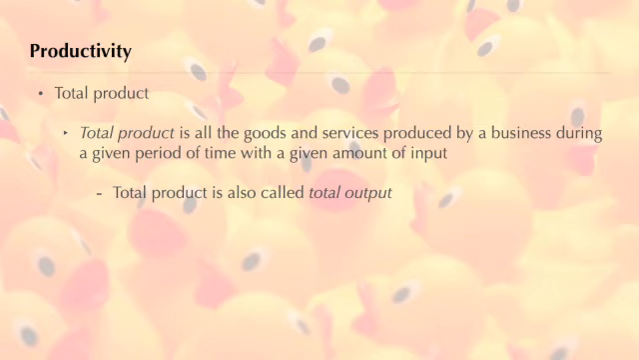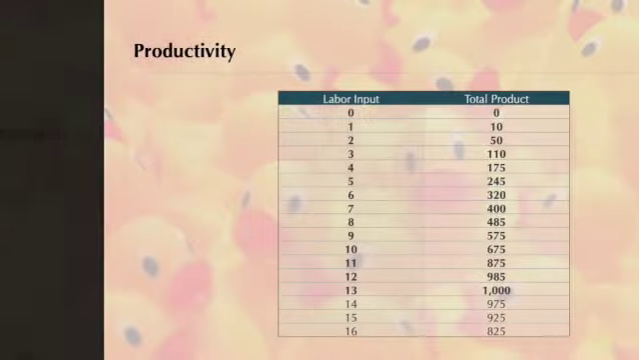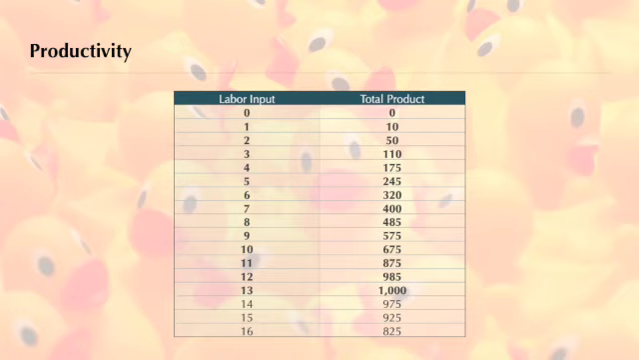To understand how output is affected by changes in input, a company first must calculate its output. All of the product a company makes in a given period of time with a given amount of input is called its total product, or total output. This table contains a production schedule for the Golden Duck Company. The second column of the table lists the possible total product levels for the company. Golden can make anywhere between 0 and 1,000 rubber ducks a day, as it uses 0 to 13 units of labor.